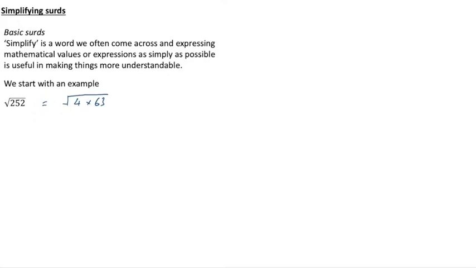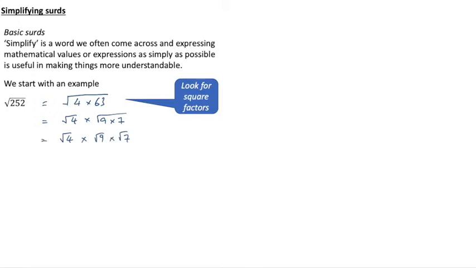Now we can separate that out into the square root of 4 times the square root of 63, and 63 factorizes into 9 times 7. So again we can separate that out into the square root of 4 times the square root of 9 times the square root of 7. And this separating out is essentially one of the things you've seen when looking at indices. So it's the same idea as if we have (a times b) to the power of half, we can say that's a to the power of a half times b to the power of a half.